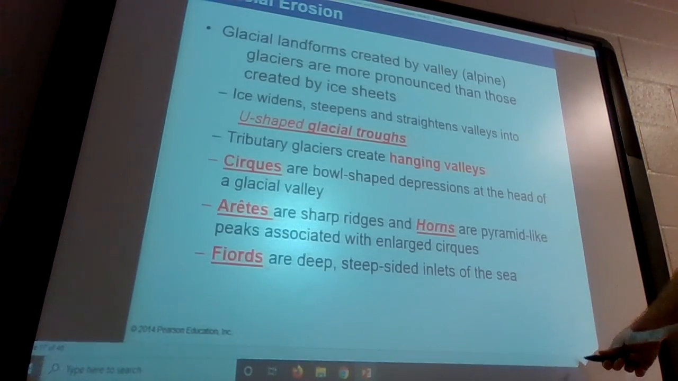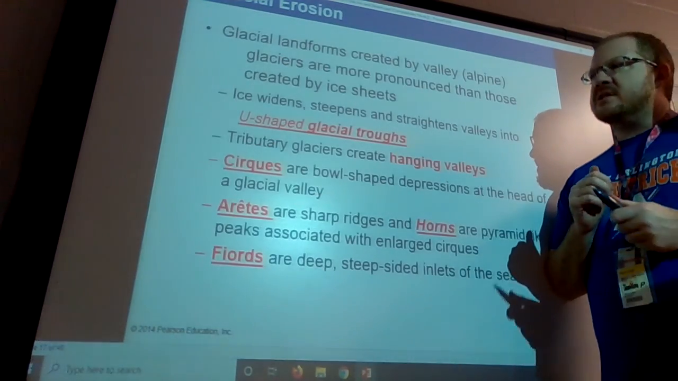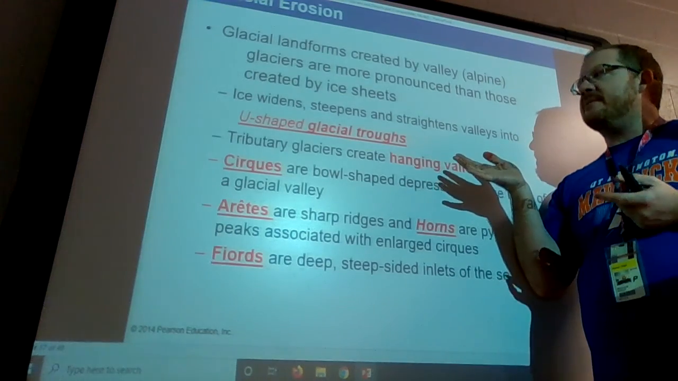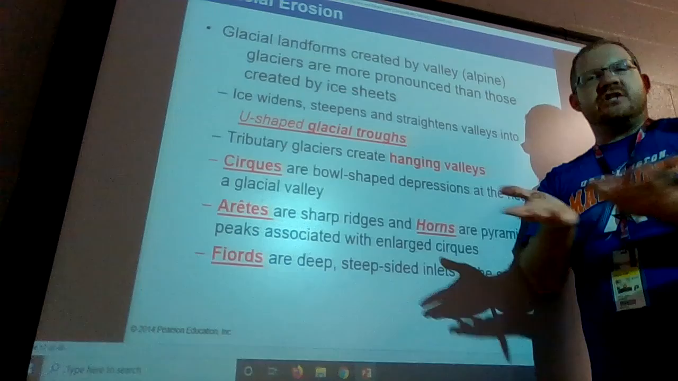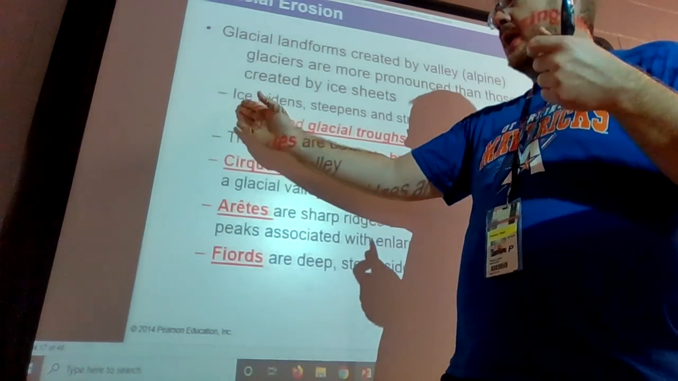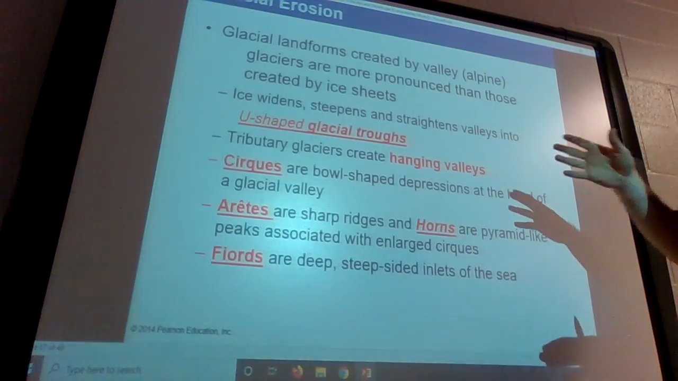All right. We have a couple of other terms. First off, know that even if it starts off in a V-shaped valley, your glacial troughs will eventually turn it into U-shape. They're going to grind everything at the bottom of the V out and make it this nice U-shaped glacial trough. We have a couple other terms.